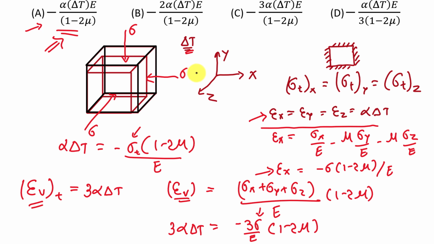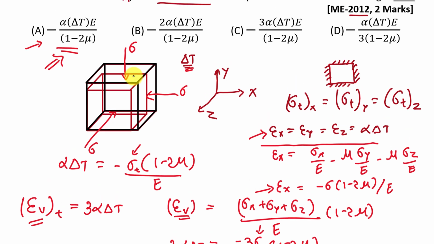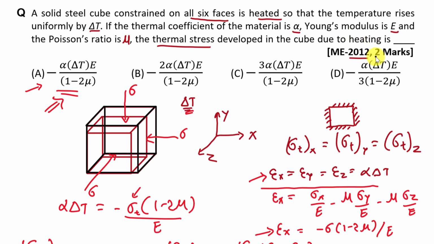Then we find the value of strain in any direction by this change in temperature and by this compressive stress sigma, and we equate both the values of strain, and then we can find out stress. Fine. And here we can compare strain in x direction, or we can also compare volumetric strain in this body. So finally you will get value of stress in this body. And here this question is for 2 marks.